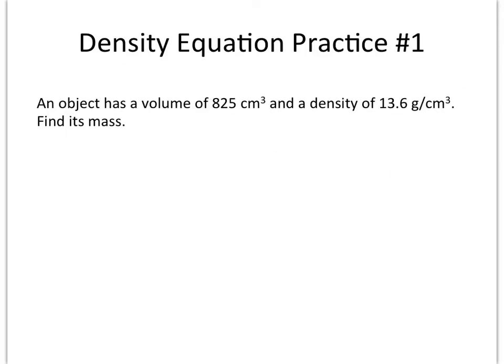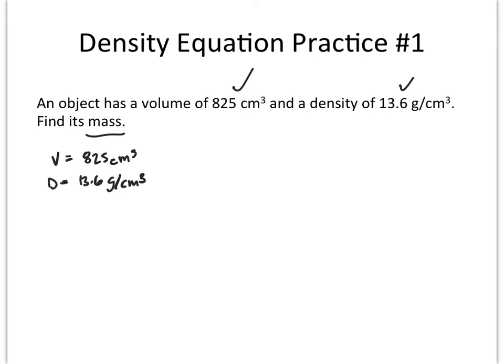So this problem here has indicated that we have been provided the volume of our object as well as its density, and they want us to find the mass. Okay, so first thing we do on our problems is we write out our variables. 825 centimeters cubed for our volume, and then our density here is going to be 13.6 grams per centimeter cubed. Okay, and we have these variables.